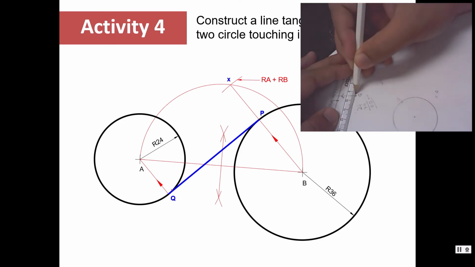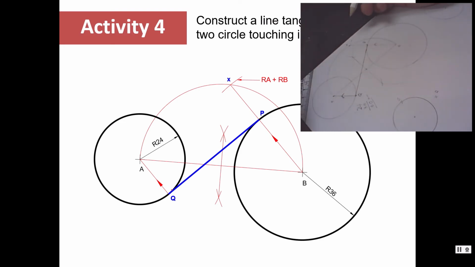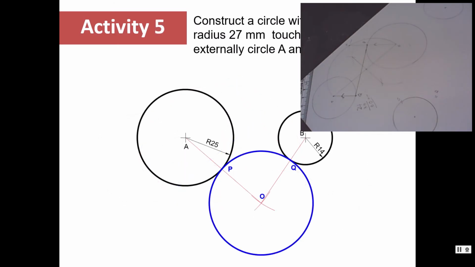So this is the tangent line that touches externally between these two circles. Okay, so that's activity 4. We move to activity 5.